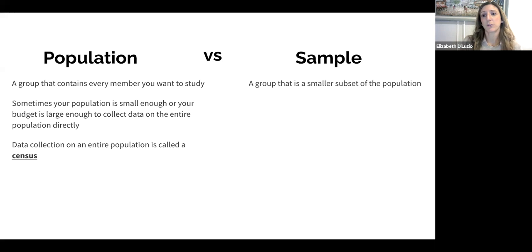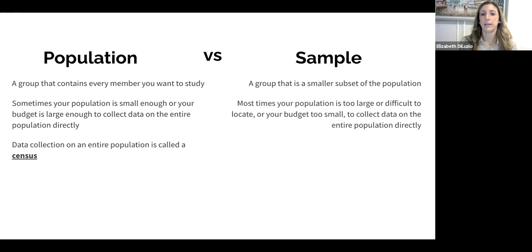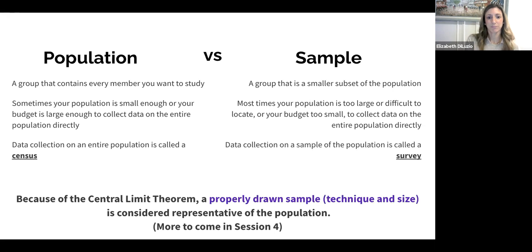The sample is a group that's a smaller subset of the population. This is because most of the time the population is much too large or the budget is too small to be able to collect data on every single person in the population. That data collection is called a survey. So that's where the two definitions come from. That was news to me. I'd always used the terms census and survey correctly, but didn't understand this greater context.